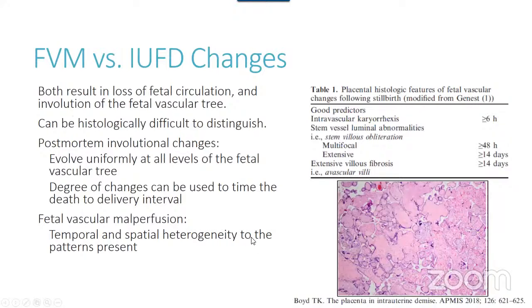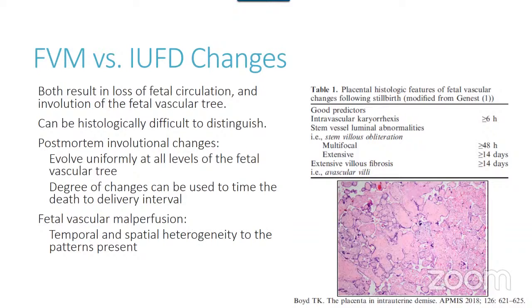So just to go into a little bit more detail about how to tell between IUFD and FVM, as I mentioned, they're both resulting in loss of fetal circulation and therefore involution of the tree. And so, of course, they'd be difficult to distinguish. The key thing to keep in mind is the temporal and spatial heterogeneity that you see in FVM versus postmortem involution. So in postmortem involution, think about it, the fetus died at a particular point in time, and that resulted in, it's like cutting off the tree trunk, right? So the entire placenta is experiencing this loss of circulation at the same time.